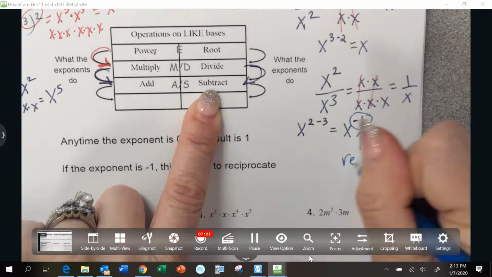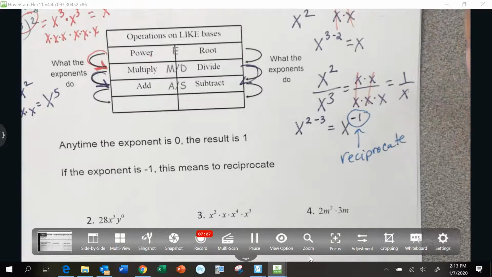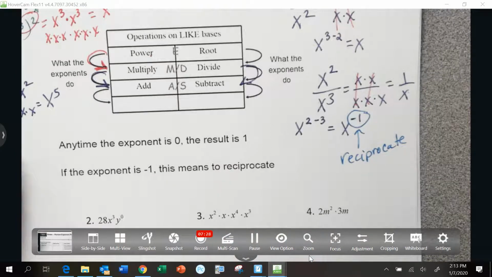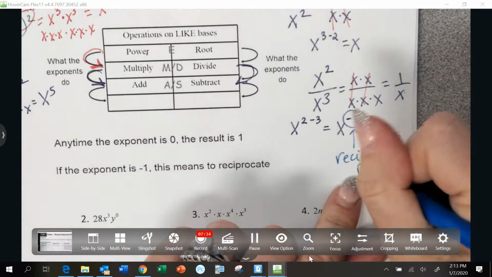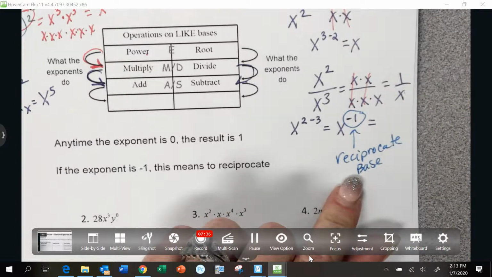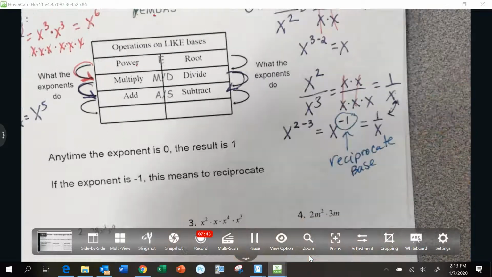Isn't it just that if there's any negative exponent, the negative itself says to reciprocate? If it's like a negative 2, we would reciprocate it and square. Let me write this again. It's reciprocate the base. So if I'm reciprocating x, I'm writing 1 over x. So that's how I would get the same answer for both of those.